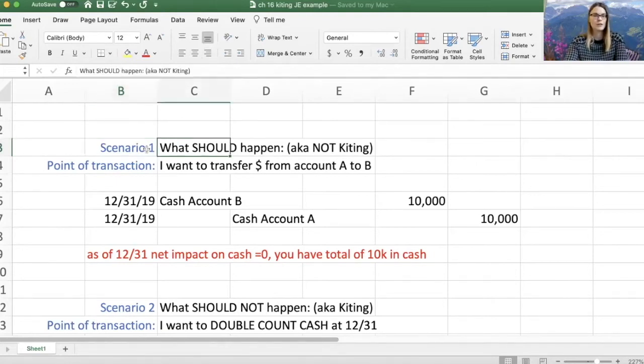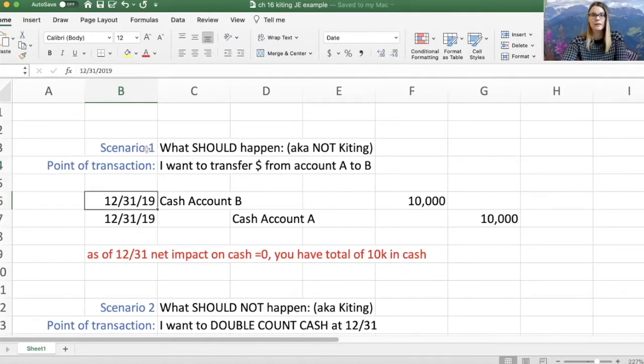So this is what should happen. It is, AKA, not kiting, and the point of this transaction is I just want to move money from account A to account B. There's lots of legitimate reasons why a company would want to do this. For example, they might want to fund their payroll account, but they don't want a lot of money sitting in their payroll account all the time, right?